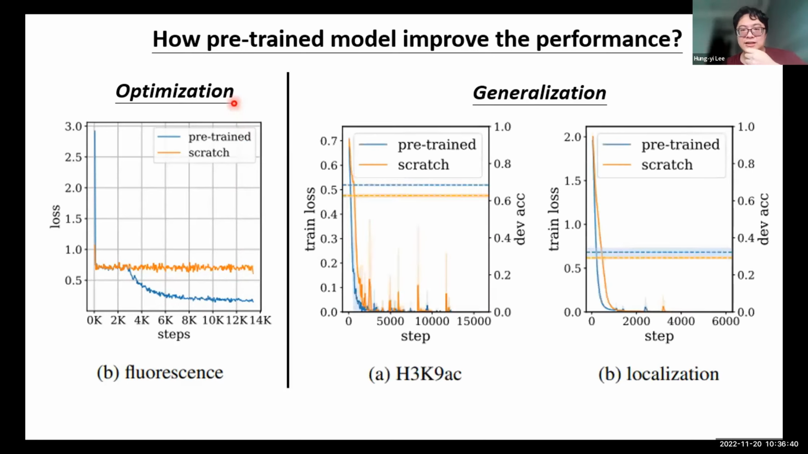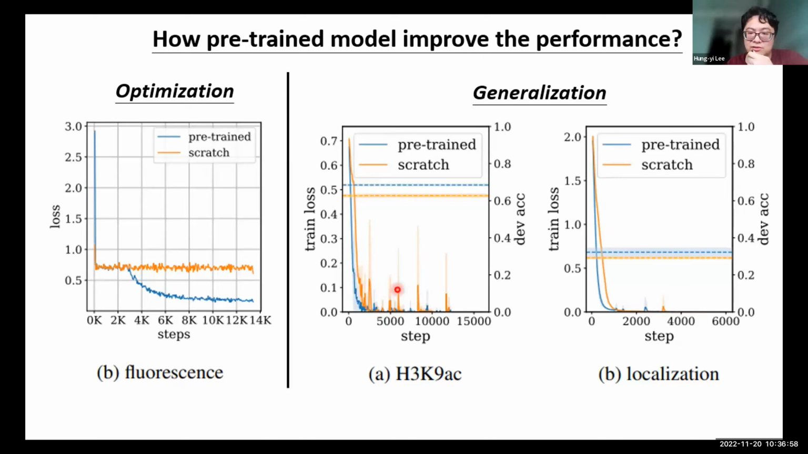Then for generalization, we try to fine-tune the pre-trained model and the train-from-scratch model on the training data until they get very low training loss.